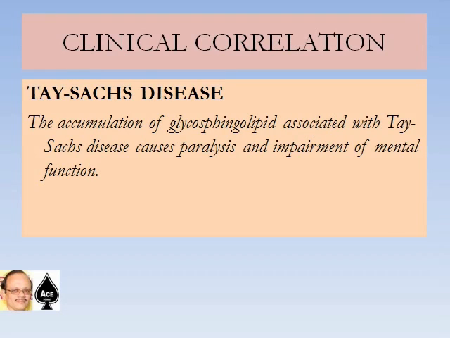Clinical correlation is Tay-Sachs disease. The accumulation of glycosphingolipid associated with Tay-Sachs disease causes paralysis and impairment of the mental function.